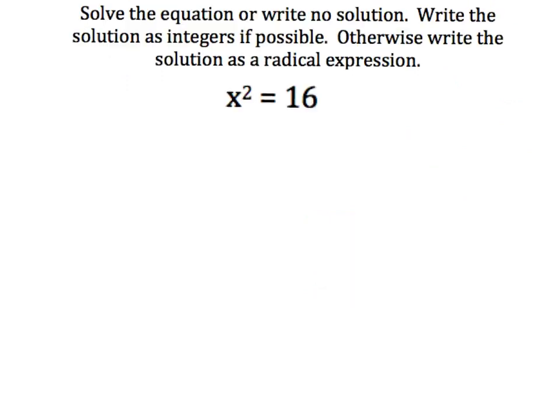Our next problem is solving an equation, which is going to be a quadratic equation. We're going to write our solutions as integers if we can. If not, we're going to write it as a radical expression, which we'll talk about in another example. So this problem is x squared equals 16. Thinking back to chapter 8, x squared really means x times itself. So you need to think about what number times itself is going to give us 16. Hopefully everybody's thinking 4, because 4 times 4 is 16.